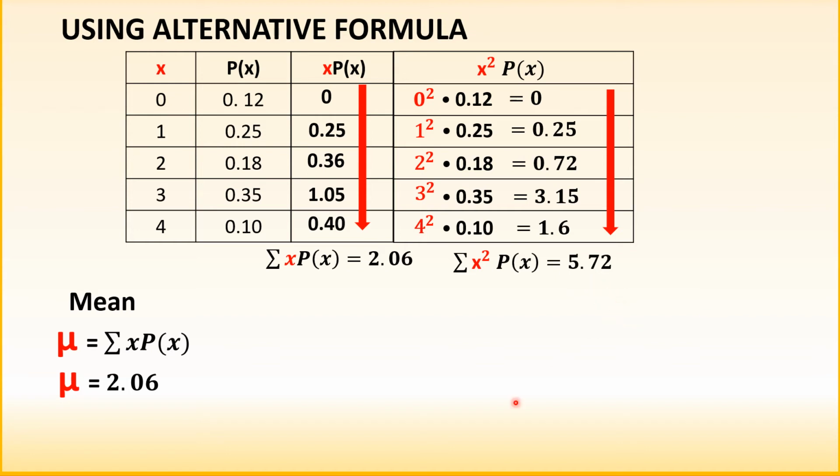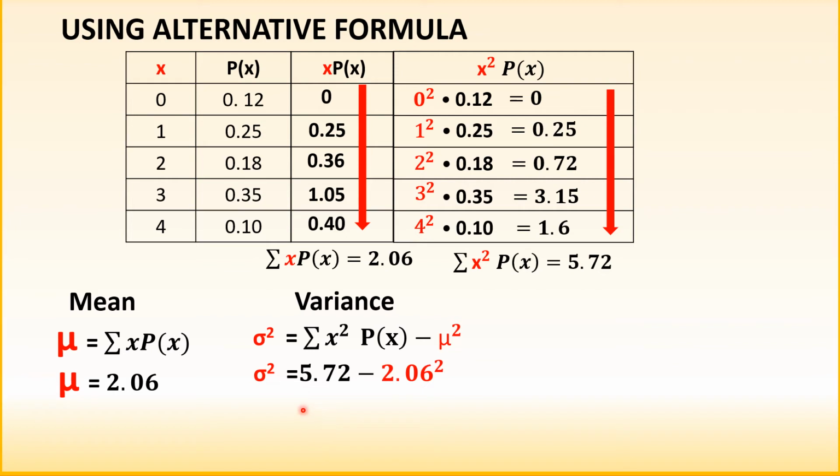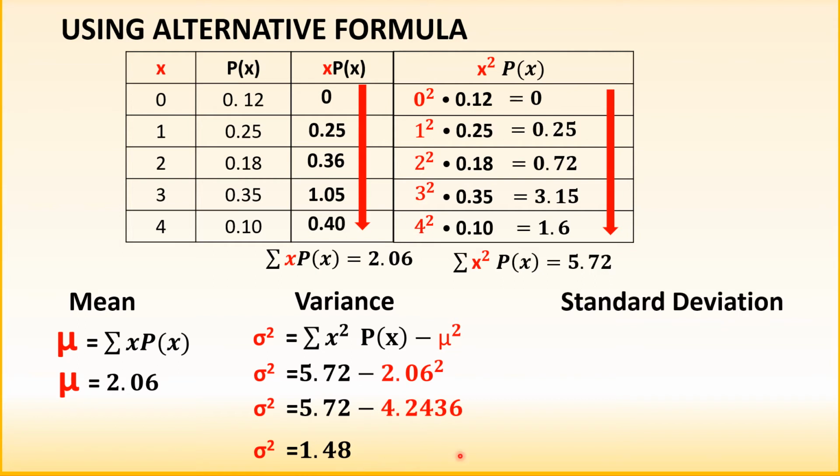So pwede na tayong mag-solve ng variance. Substitution lang tayo. So, we have here the value for the summation. And we have here the mean. So, variance is equal to 5.72 minus 2.06 squared. So, squared muna natin itong mean natin bago tayo mag-subtract. So, variance is equal to 5.72 minus 4.2436. Then, this time, pwede na tayong mag-subtract. Variance is equal to 1.48.